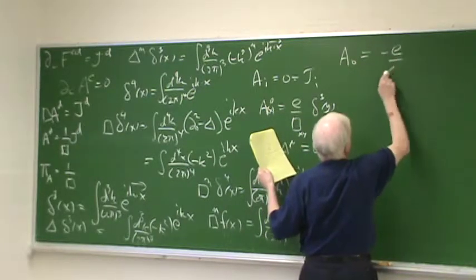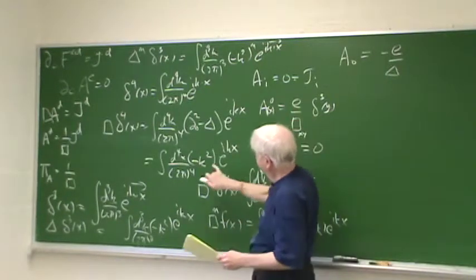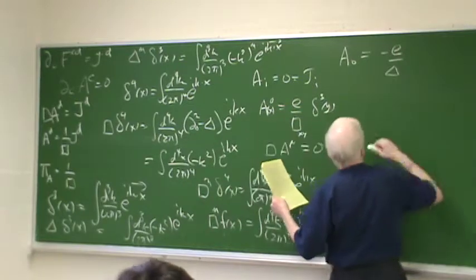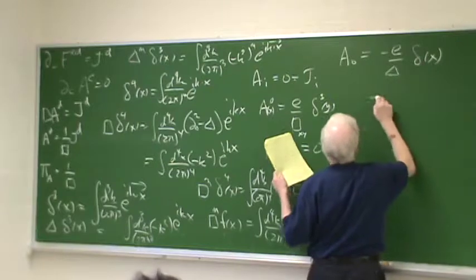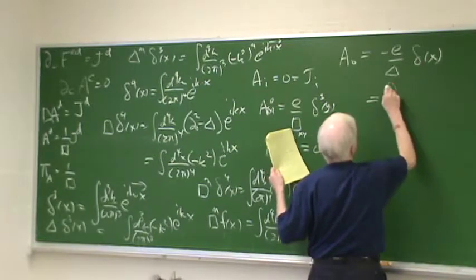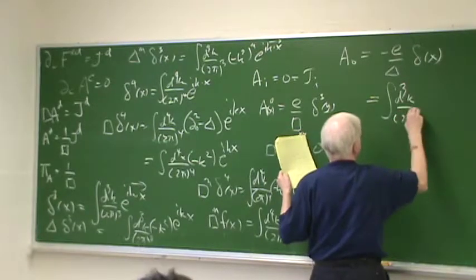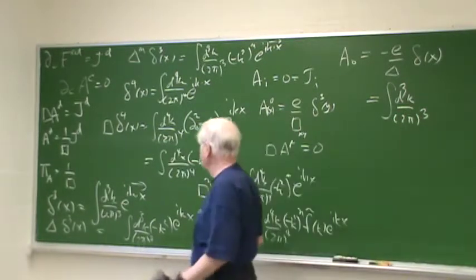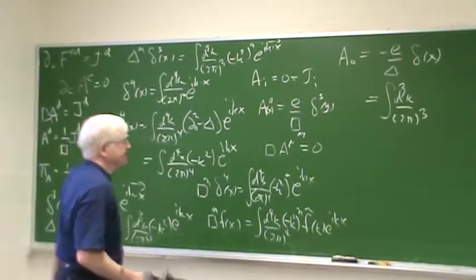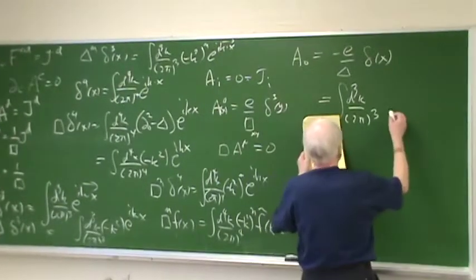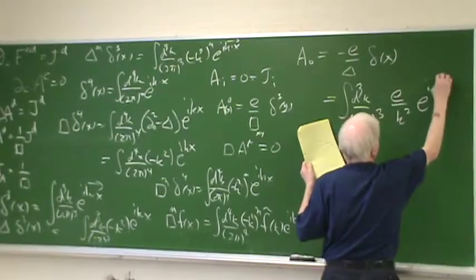is minus E over Laplacian, and that's because box is d by dt squared minus Laplacian delta cubed of x. All right, and what we really mean by that is an integral d cubed k over 2 pi cubed. And now what's 1 over Laplacian here? Well, let's just posit that this is the answer. E over k squared, e to the I k dot x.